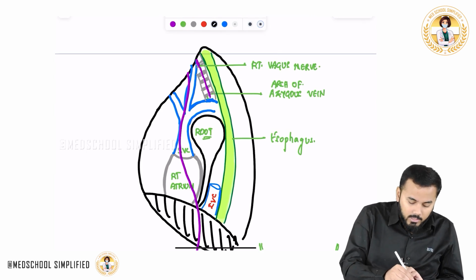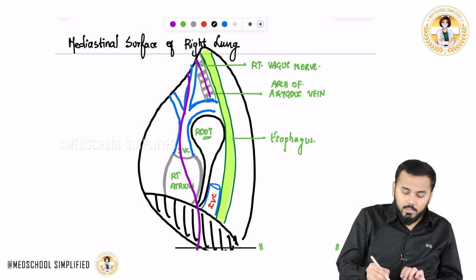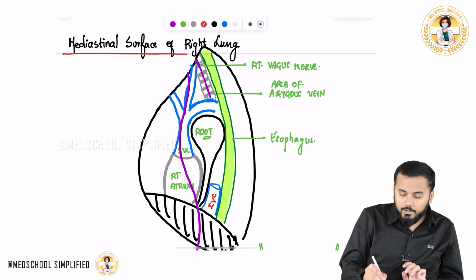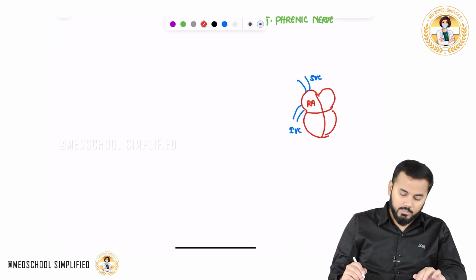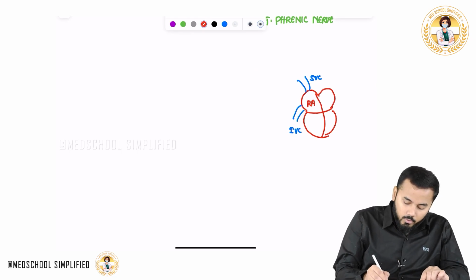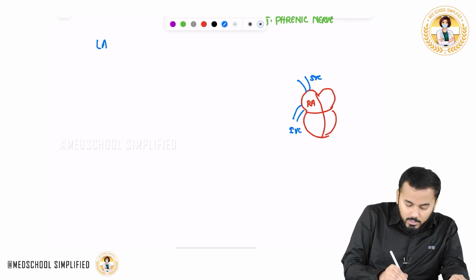So let me write it down. These are the structures which are located on the mediastinal surface of the right lung. After this, we shall just list out those structures. I'll give you one small mnemonic, just remember that and that would be fine. That one is called LASER, L-A-S-E-R.